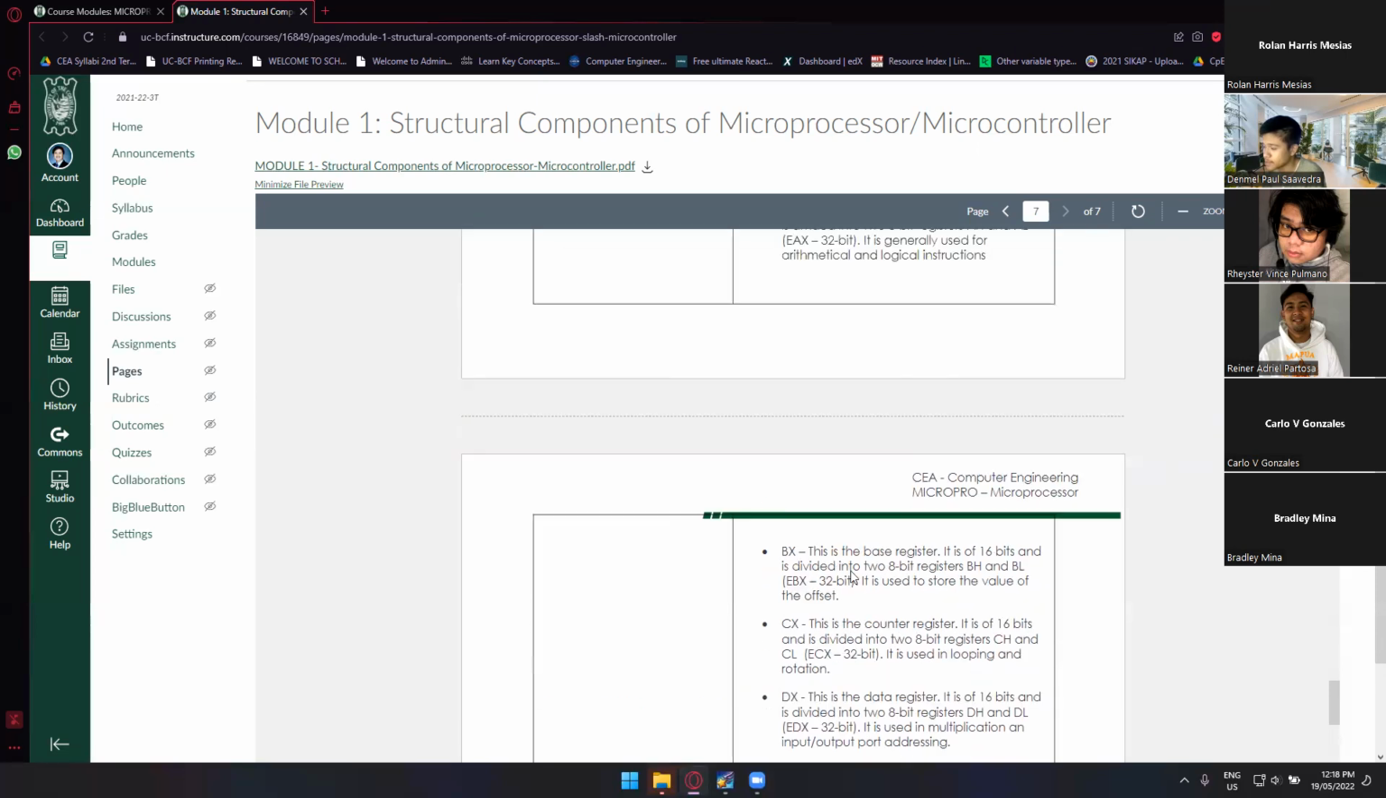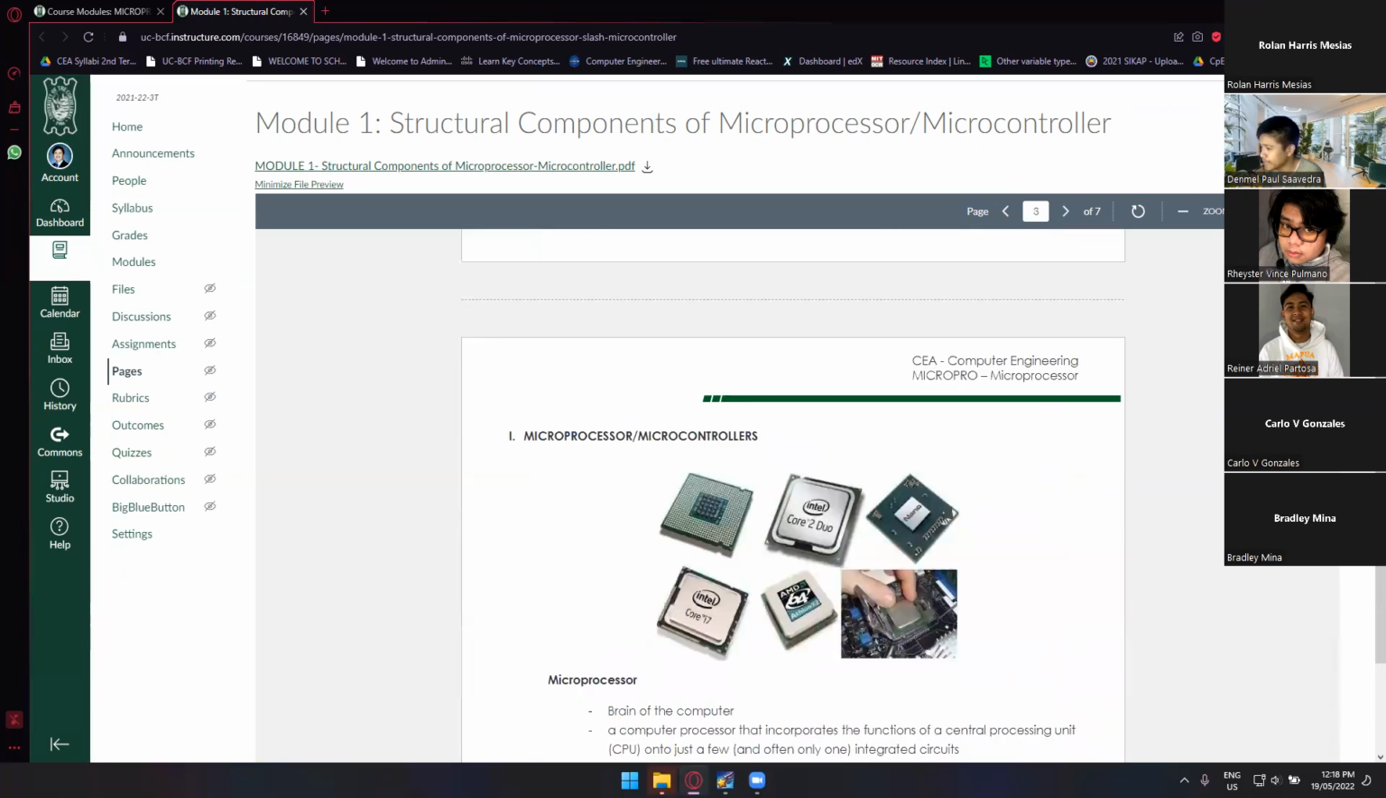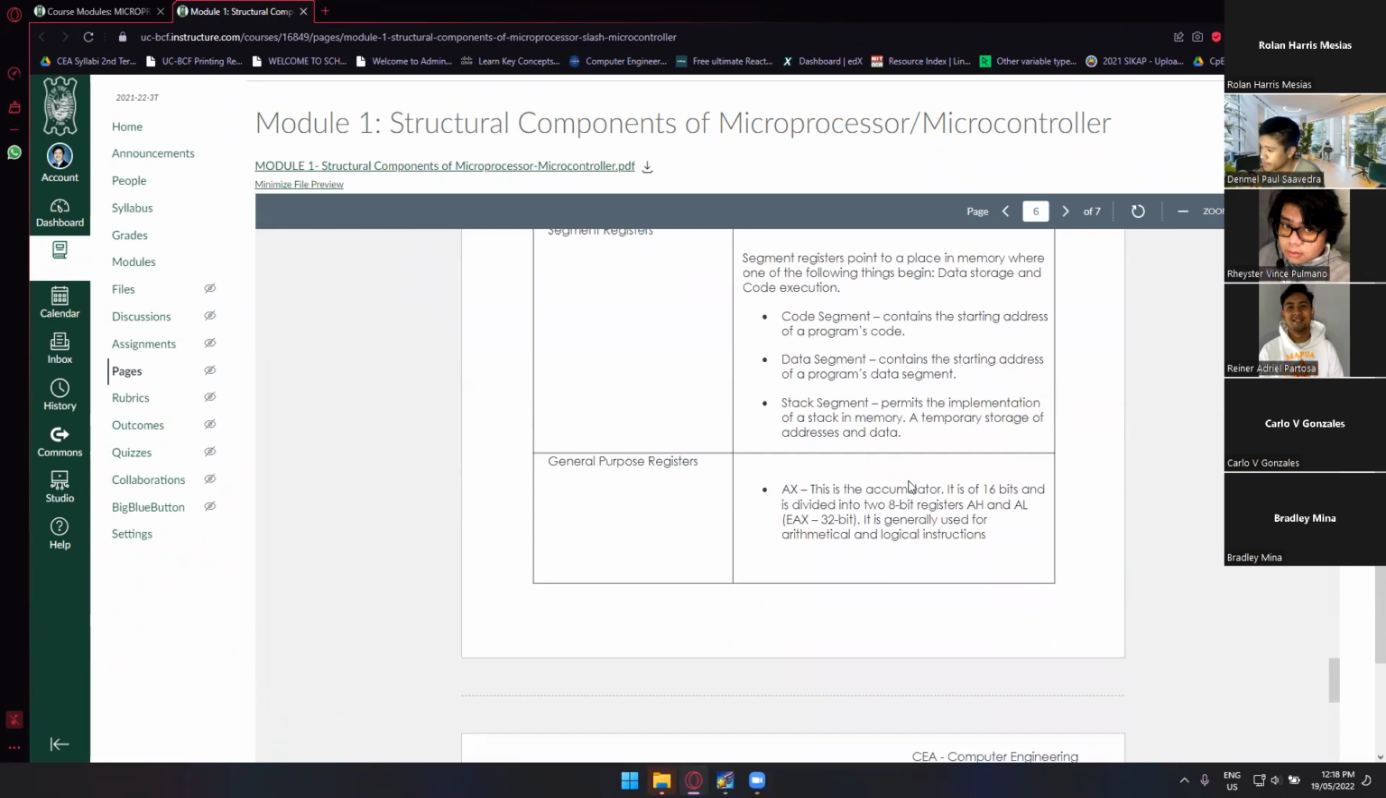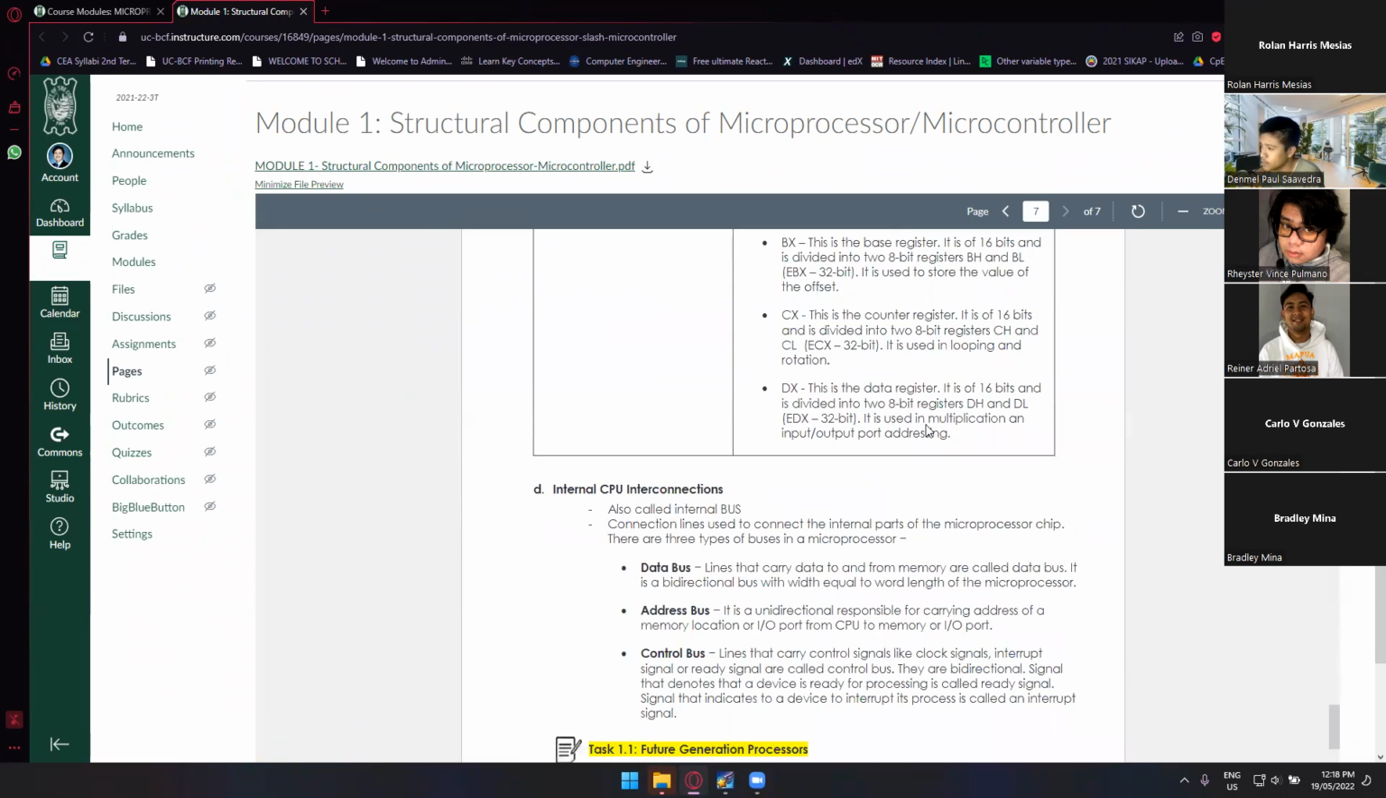See, this is categorized as one: EAX, EBX, ECX, and then up to EDX. But they have their own advantages and disadvantages. For storing, BX is the best one. For arithmetic and logical operations, we have AX, and then CX is for looping and rotation, and then DX is for, what is that one again? Multiplication and input or output port addressing.